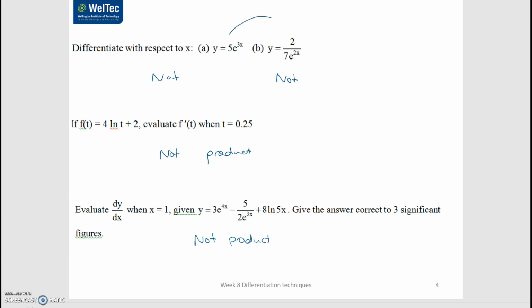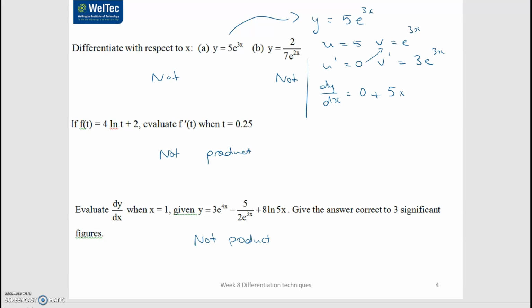Let's have a look at the first one. If we forget this, then it doesn't matter. It's better to use the product rule unnecessarily than not use it at all. So let's say u equals 5, v equals e to the 3x. Now the derivative of u is 0, the derivative of v is 3e to the 3x. So now, using the product rule, we can say 0 times e to the 3x, which is 0, plus 5 times 3 times e to the 3x. So that gives us 15e to the 3x.